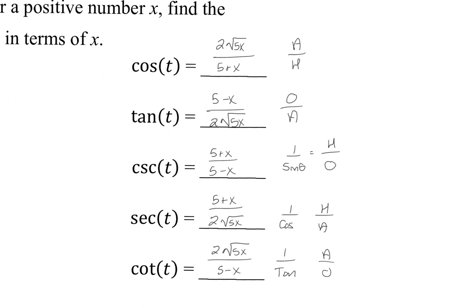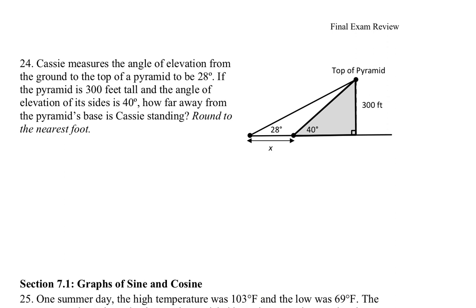So, perfect. Moving on to question 24, we are given that Cassie measures the angle of elevation from the ground to the top of a pyramid to be 28 degrees here. If the pyramid is 300 feet tall and the angle of elevation of its sides is 40 degrees, we're asked to determine how far away Cassie is standing from the pyramid.